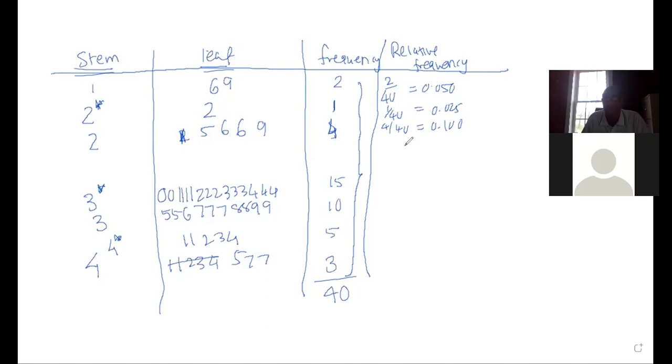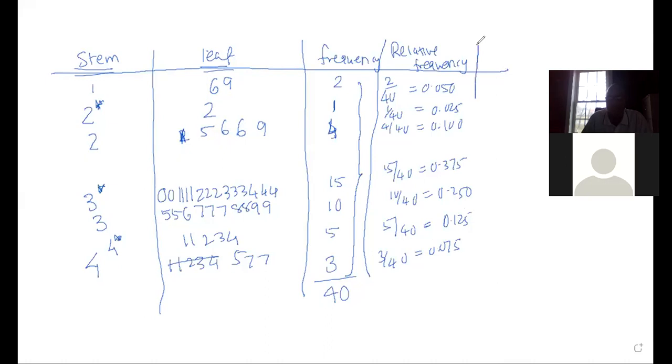Then we have 15 divided by 40. So 15 divided by 40 means approximately we'll be getting 0.375. Then 10 divided by 40, we are getting how much, guys? That is equal to 0.250. Then 5 divided by 40, we are getting approximately 0.125. And then finally 3 divided by 40 is approximately equal to 0.075. So this is called the relative frequency.